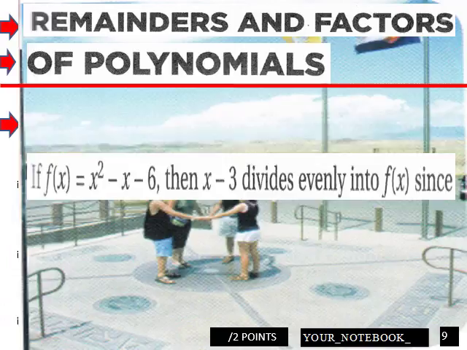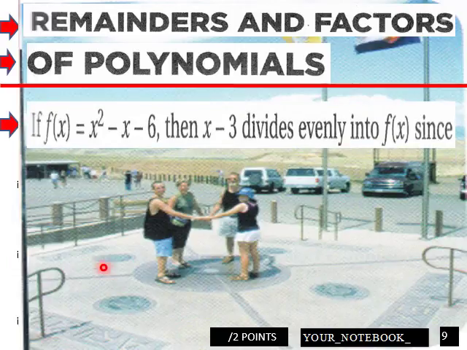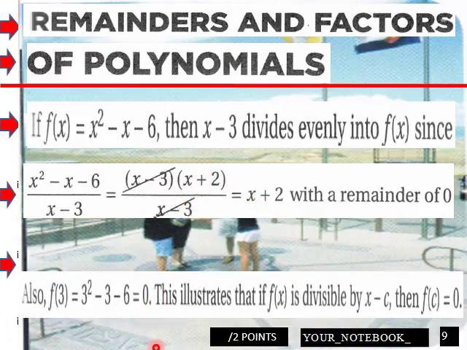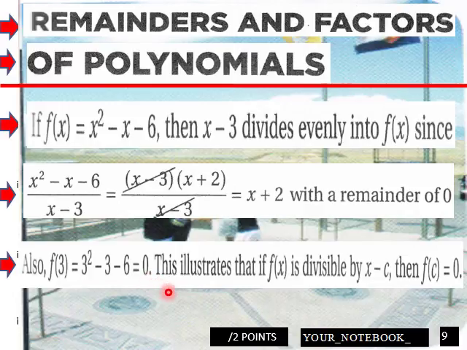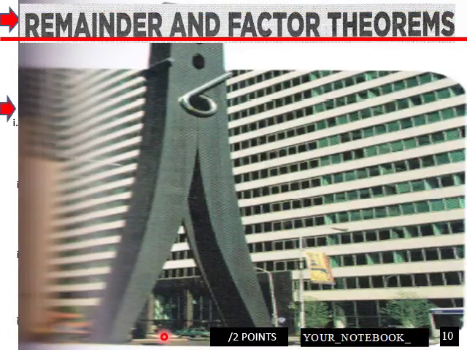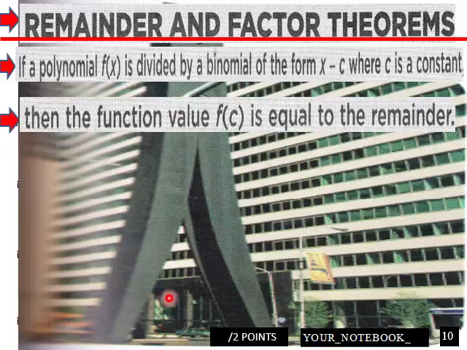Remainders and factors of polynomials. In this trinomial here, x minus 3 divides evenly into f of x, since we get this situation where we factor this out. This factors out, we get x plus 2, a remainder of 0. So also, when we stick 3 into this function up here, if f of x is divisible by x minus 3, there is no remainder either.